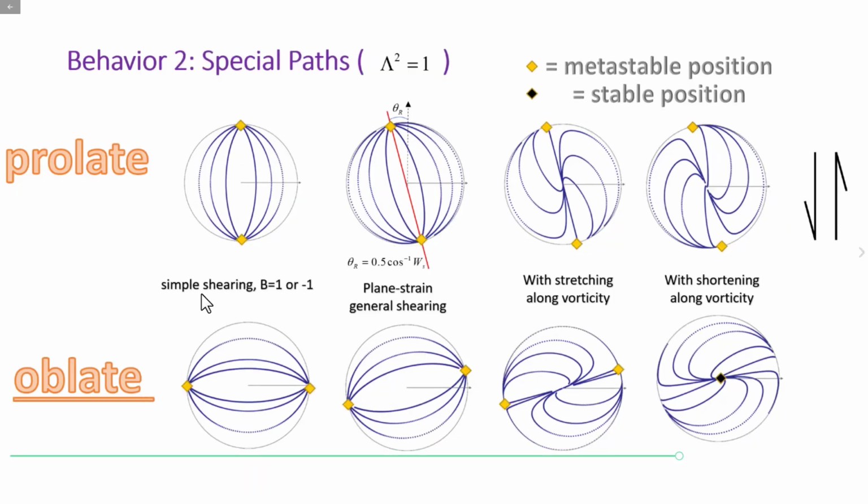Behavior 2 is the situation when lambda squared equals 1. That is, the vorticity and the shape come to a balance. The behavior is that the object may rotate like a material line. The distinctive axis of a prolate object rotates along a great circle. Oblate objects again have similar paths, but it's a 90-degree rotation of the prolate objects.